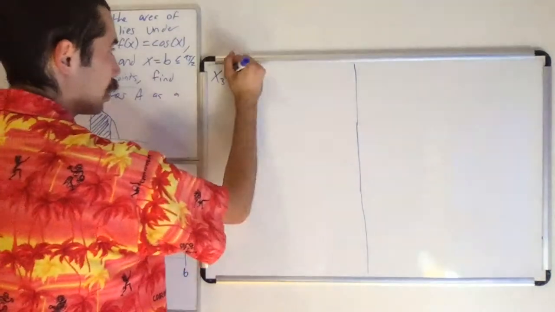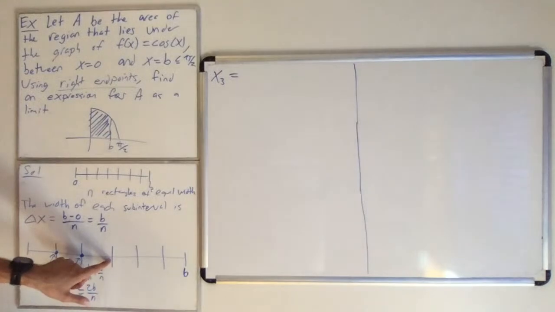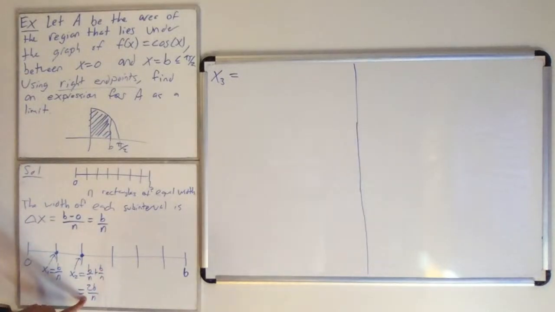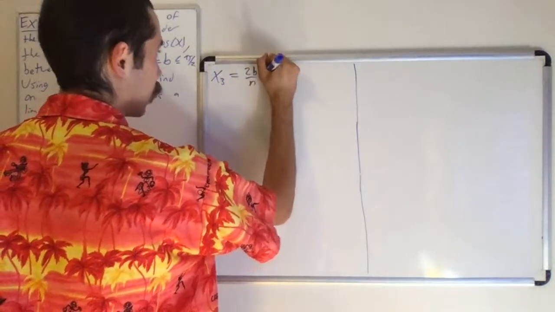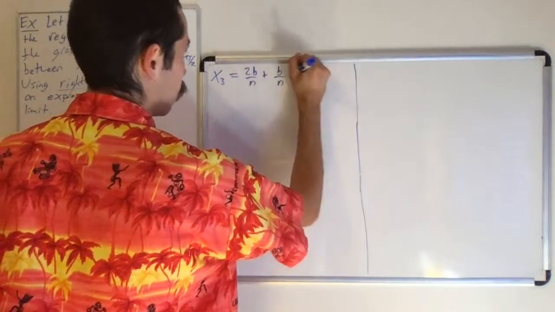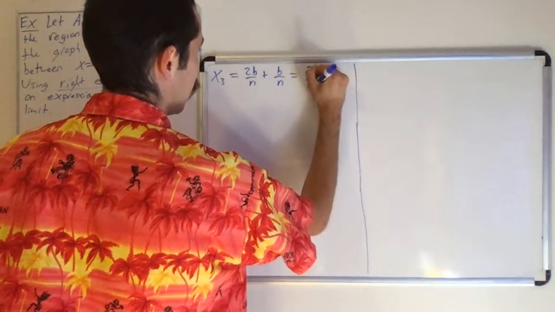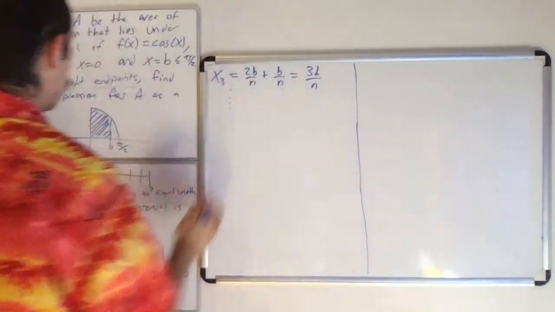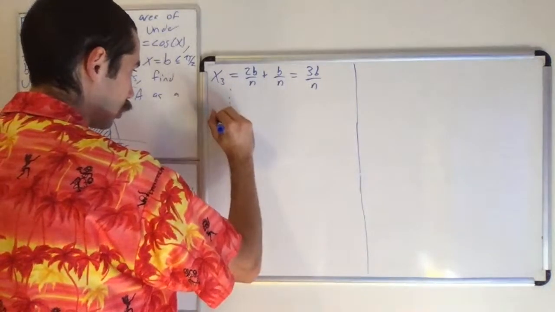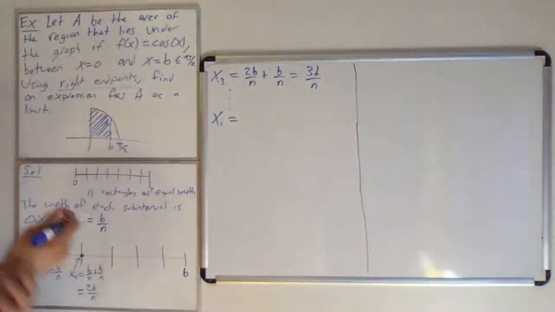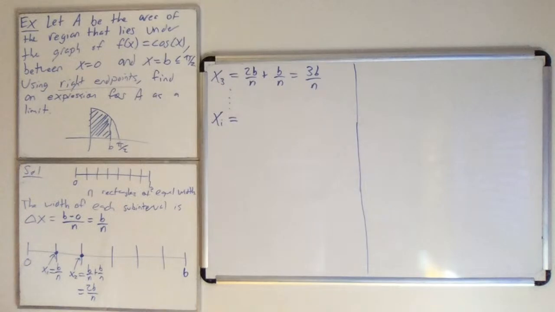X sub 3, that's our third sample point. We take our previous sample point and we add delta x to it. So 2b over n plus b over n, which is 3b over n. And what we need, well, I just erased it. We need the ith sample point, right?